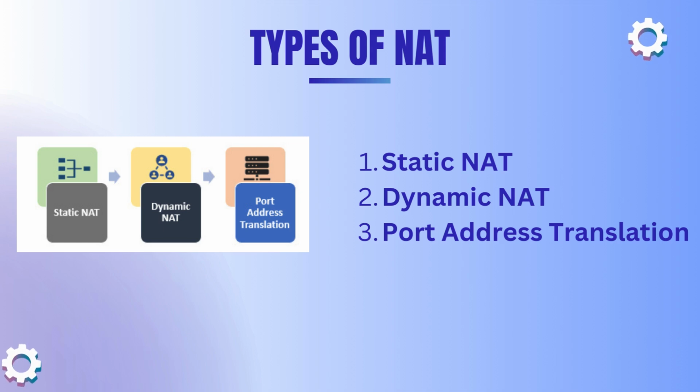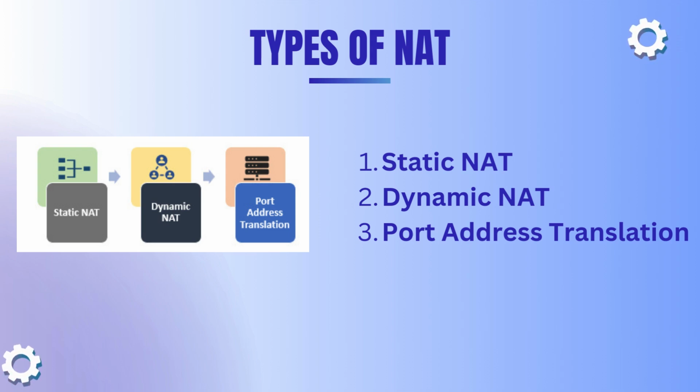So, what is static NAT? Static NAT maps one private IP to one public IP, and it is useful when a specific internal resource, such as a server, must always use the same public IP. Dynamic NAT maps multiple private IPs to a pool of public IPs, and public IPs are assigned on a first come, first served basis.